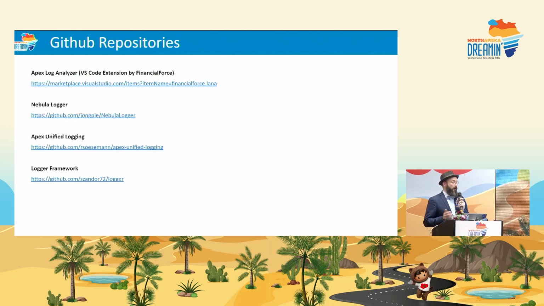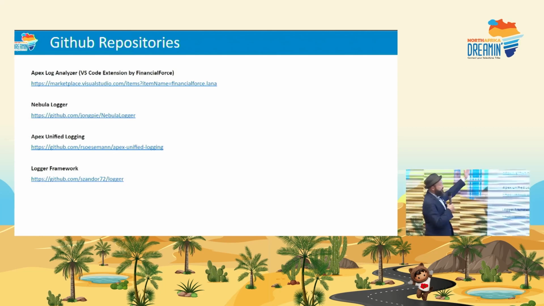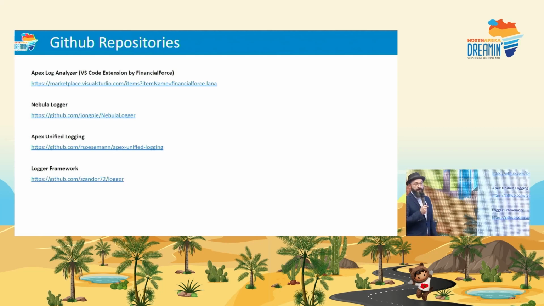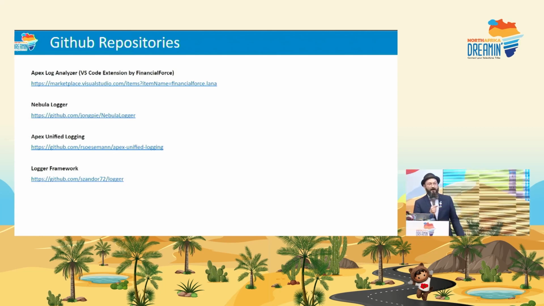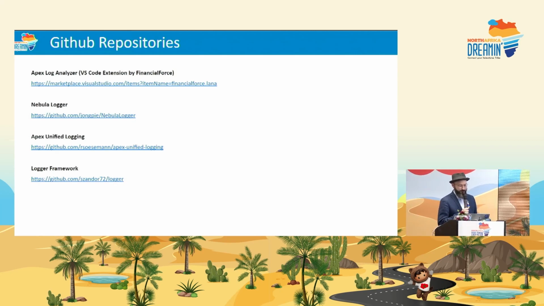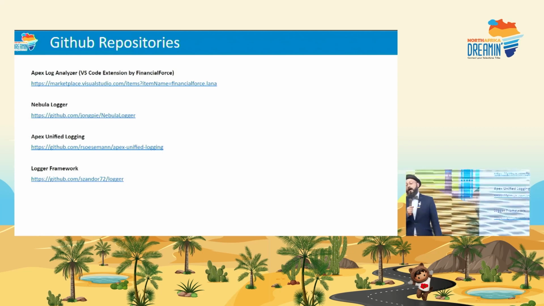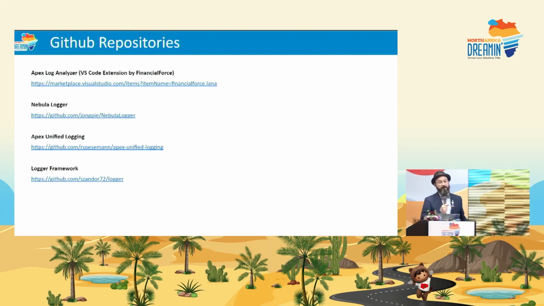As for custom solutions for logging, you can download the VS Code extension from FinancialForce in order to zoom in and zoom out into the performance view, analysis view. There's the Nebula Logger I showed you two screenshots of. There's Apex Unified Logging by my colleague and friend and German MVP Robert Sösemann. And there's also the Logger Framework by yours truly.